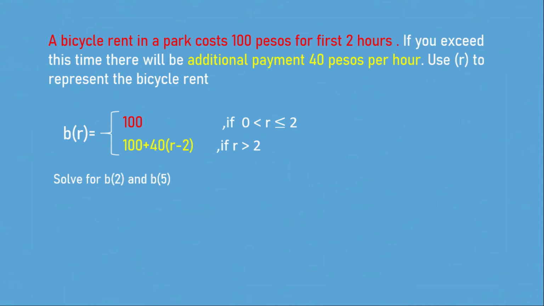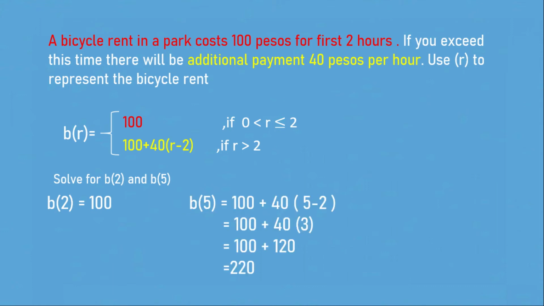Now, let's solve for B2 and B5. In B2, we're going to use the first condition because it is equals to 2. In B2, you won't need to solve. So in real life, 2 hours of bicycle rent will cost 100 pesos. Now, let's answer B5.